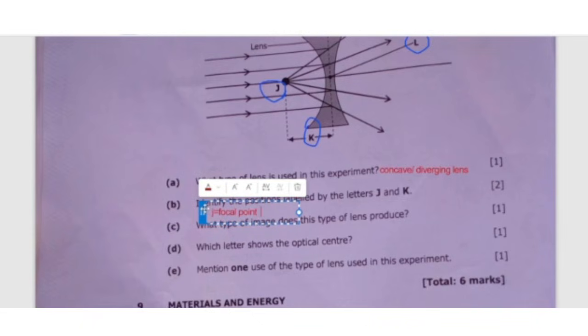And what is K? K is this one from here up to here. This K is the focal length. We're going to call it focal length. That is K, focal length.